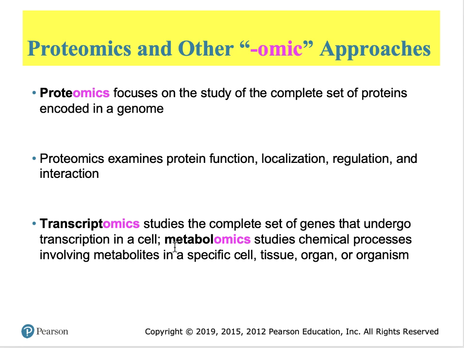Metabolomics allows us to study just the chemical processes involving that particular cell, tissue, or organ, and even an entire organism, so we can get a better understanding of the biochemistry. By studying the different omics, we're getting a fuller picture of how life processes work, rather than in isolation as was done in the past.